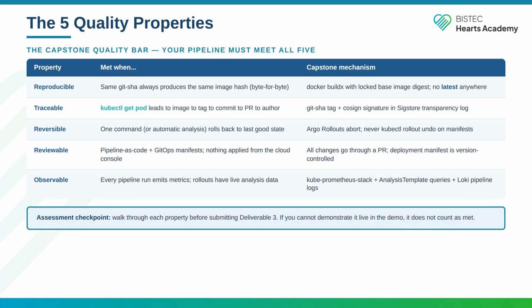The Capstone quality bar is defined by 5 properties. Understanding these properties and what specifically makes them true is the difference between a pipeline that works and one you can trust. Reproducible means the same Git commit always produces the same image digest. This requires pinned dependencies, content-addressable build layers, no timestamp in the image metadata, and no random seed in the build process. If 2 separate pipeline runs on the same commit produce different digests, something in the build is non-deterministic, and the reproducibility property is violated.